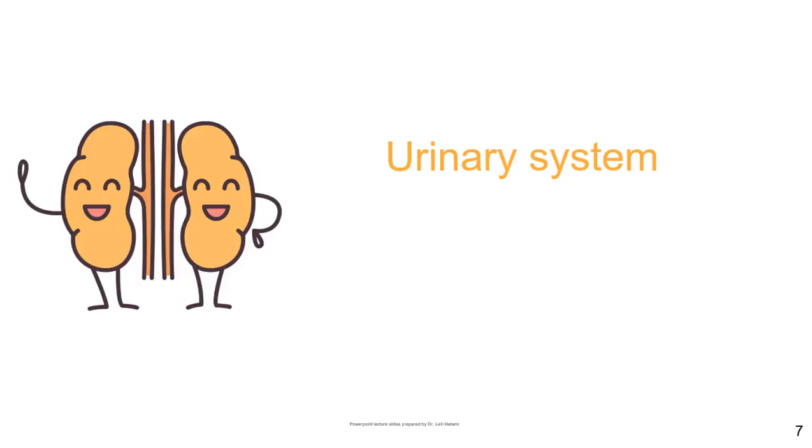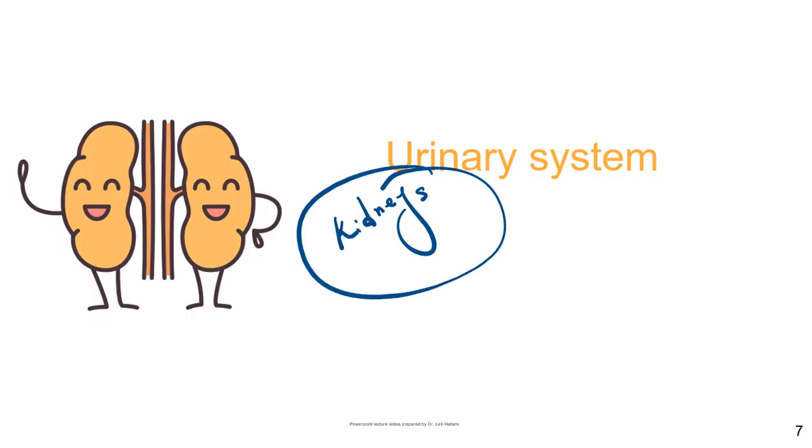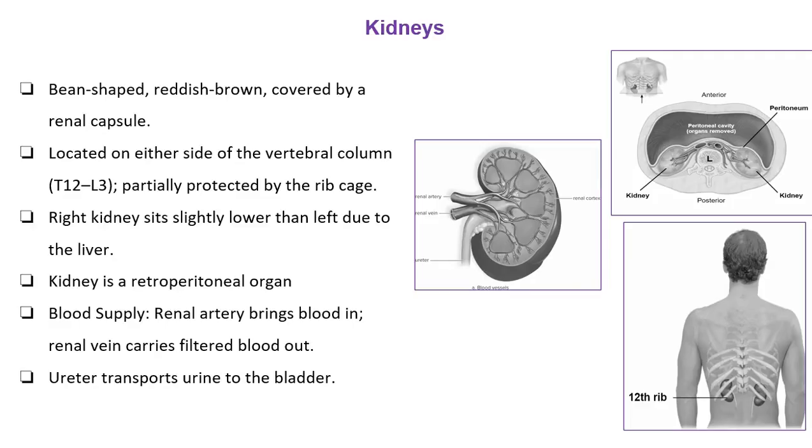In this video, we're going to talk about the kidneys. Kidneys are the primary organ of the urinary system, these two amazing organs in our body. Kidneys are bean-shaped and are found in our abdominal cavity. They are called retroperitoneal organs.